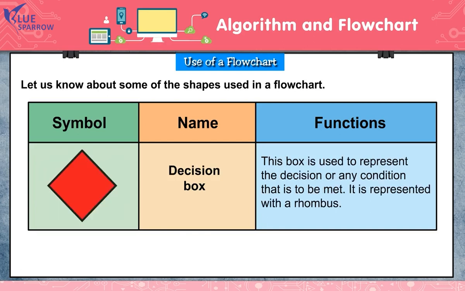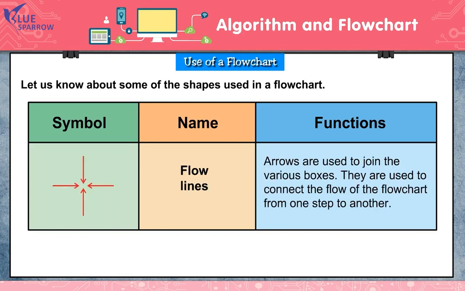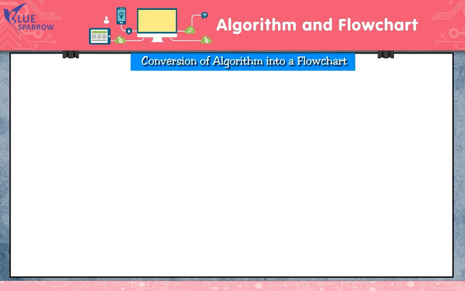Decision box. This box is used to represent the decision on any condition that is to be met. It is represented with a rhombus. Flow lines. Arrows are used to join the various boxes. They are used to connect the flow of the flowchart from one step to another.